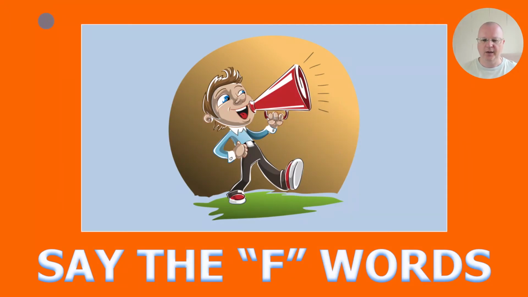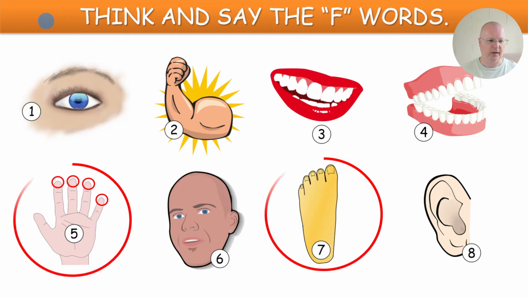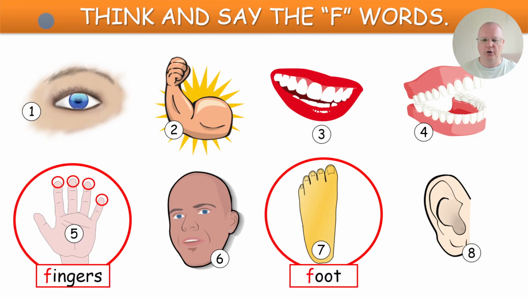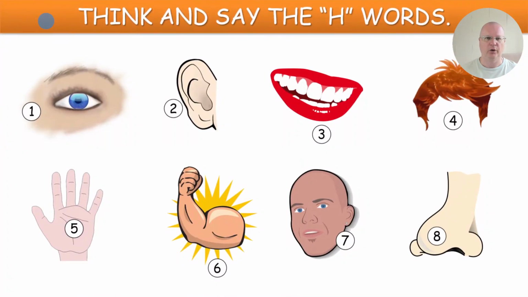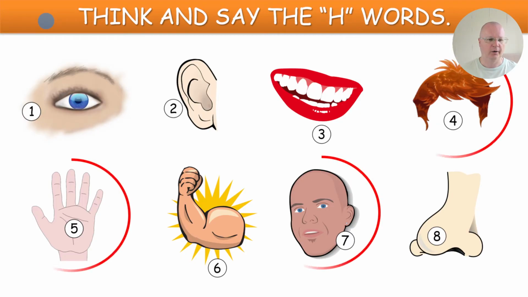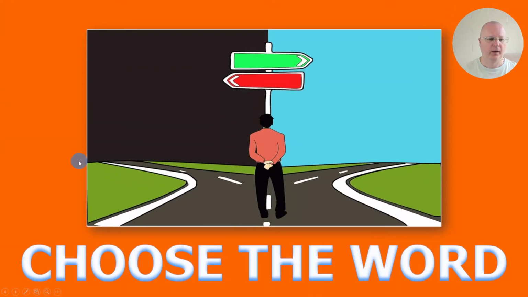Next one, say the F words. Yeah. So in this case, the F words are fingers and food. And finally, say the H words. There are 3 H words here, which are hand, head, and hair. There we go.